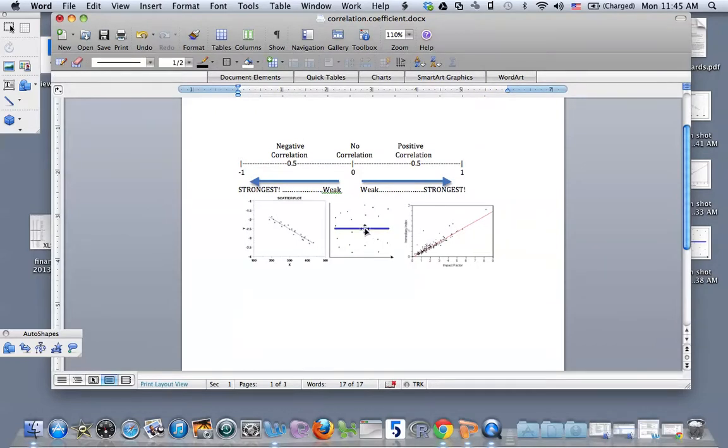And if you graph no correlation between two variables, then, as I said earlier, the dots will be scattered at random, looking just like this, and the line is perfectly horizontal. There's no indication that there's any relationship between those two variables.